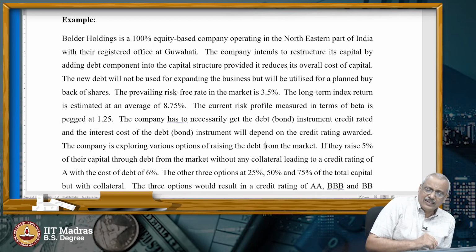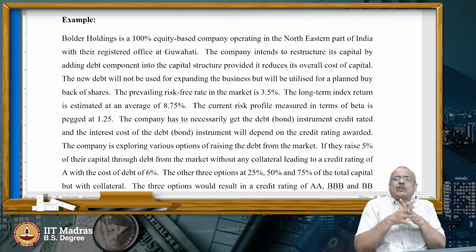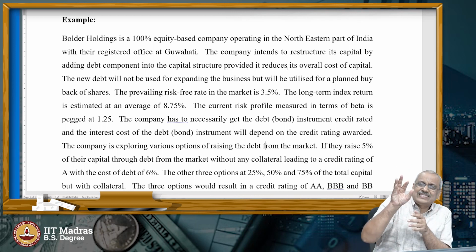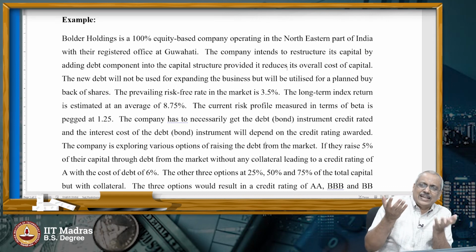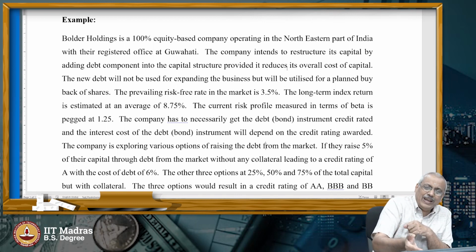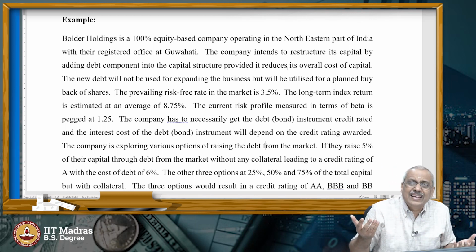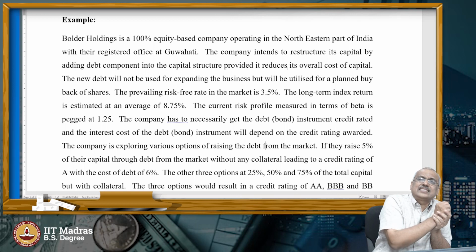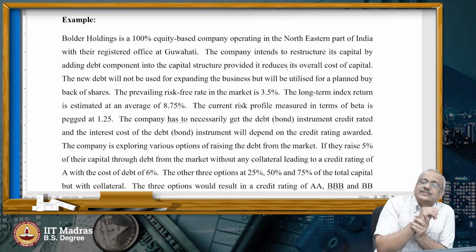The current risk profile of the company is measured by beta, and beta is pegged at 1.25. That means investing in this company is slightly riskier than investing in the market. So, naturally, you will know if the risk profile is higher than 1, your expected return will have to be higher than 8.75. Expected return will be higher than 8.75, or the cost of investment will be higher than 8.75 out there. That is what we are basically looking at in this particular case.